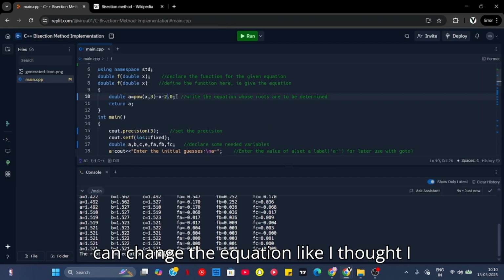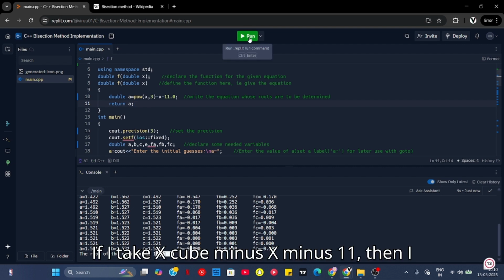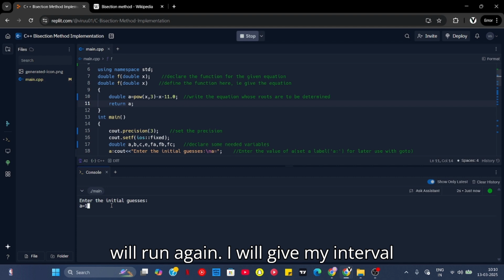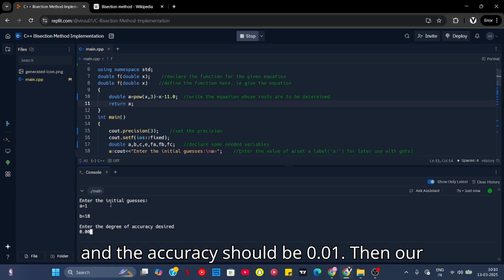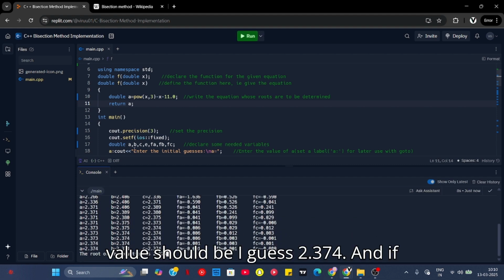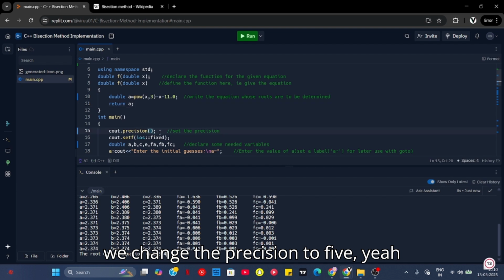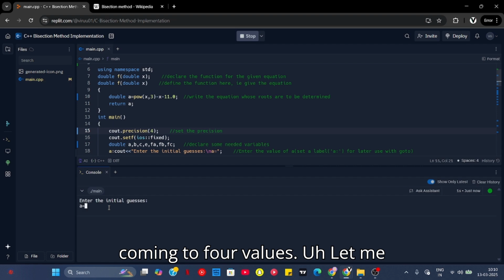And we can change the equation. I thought I had taken 11, but let me see for 11. If I take x cube minus x minus 11, I will run again. I will give an interval between 1 and 10, and the accuracy should be 0.01. Then our value should be, I guess, 2.374. And if we change the precision to 4 again, our decimal would come till 4 values.